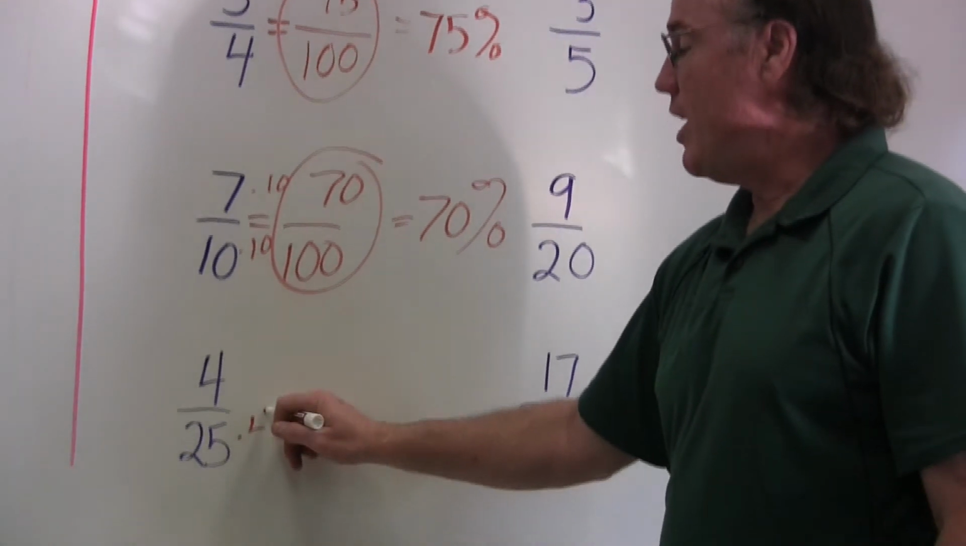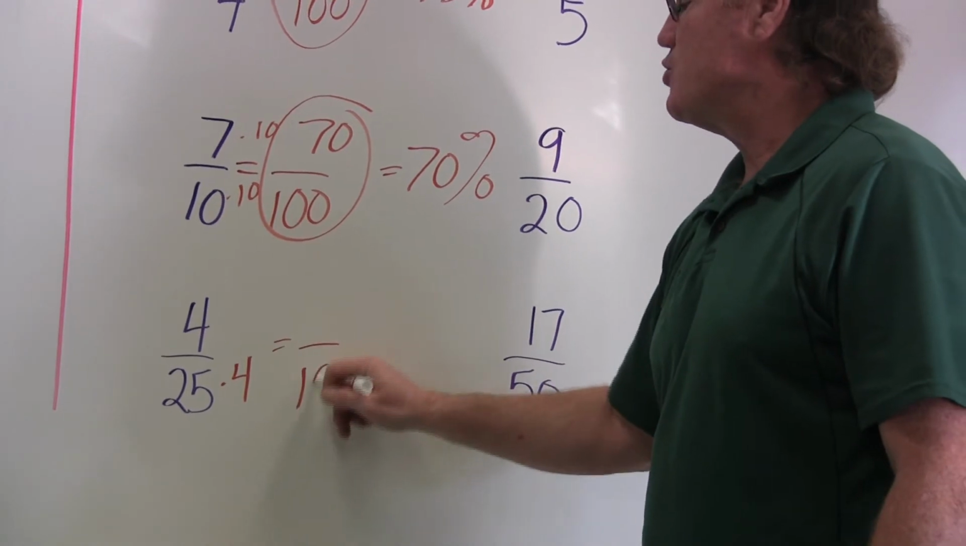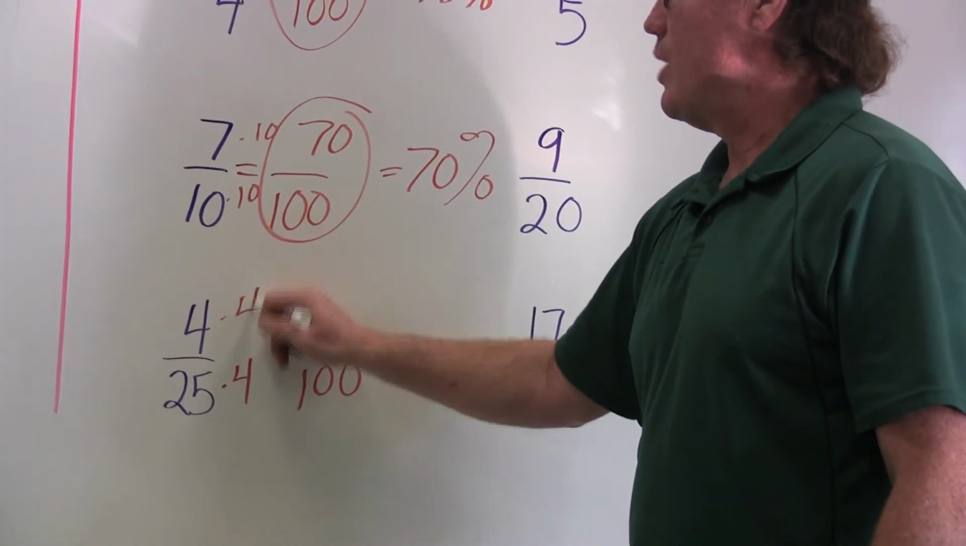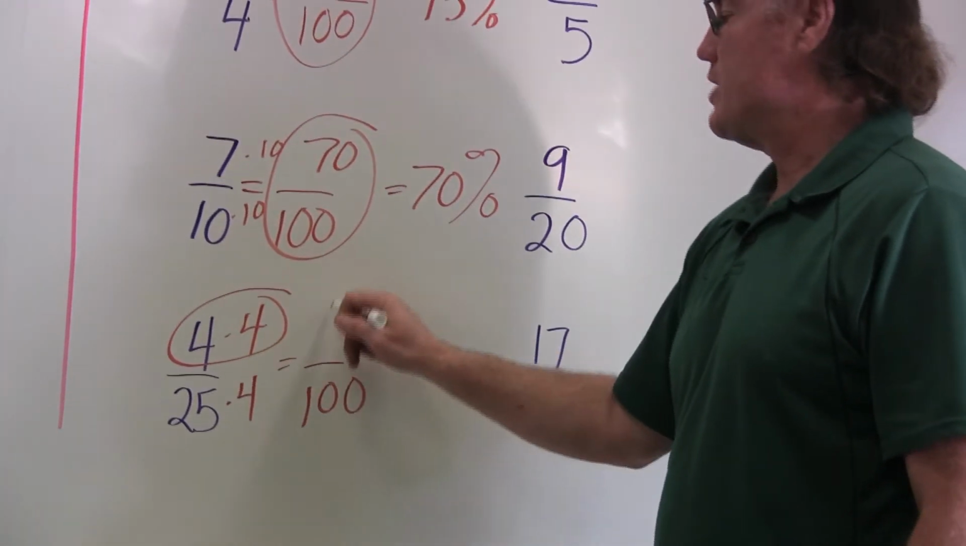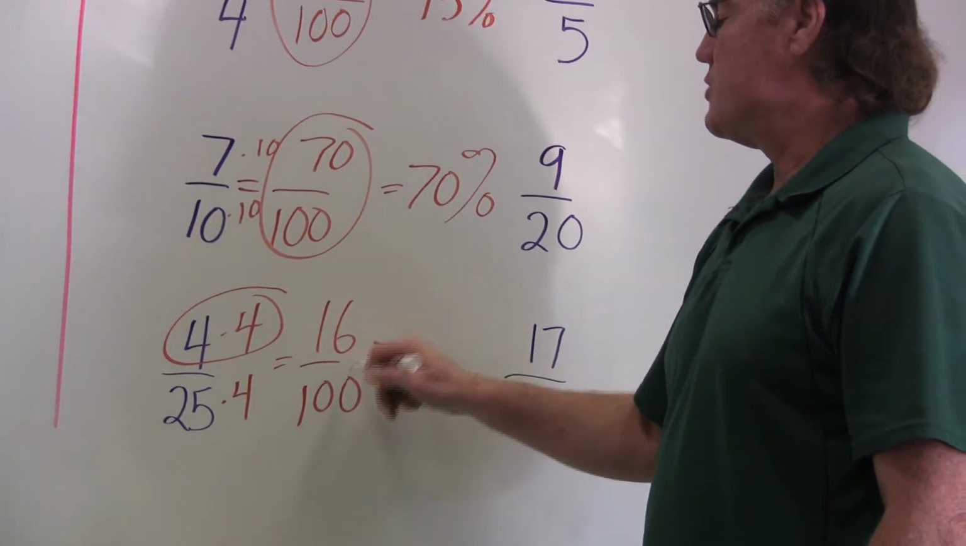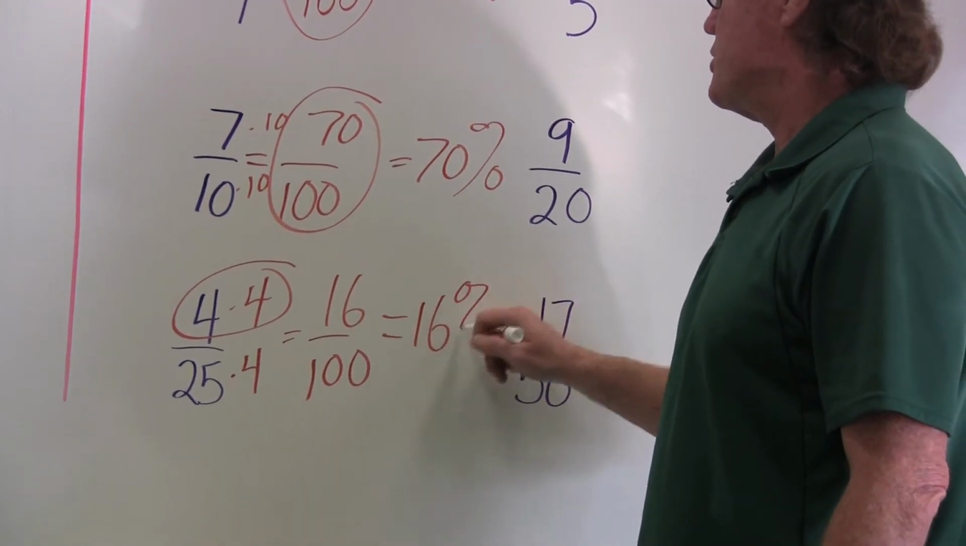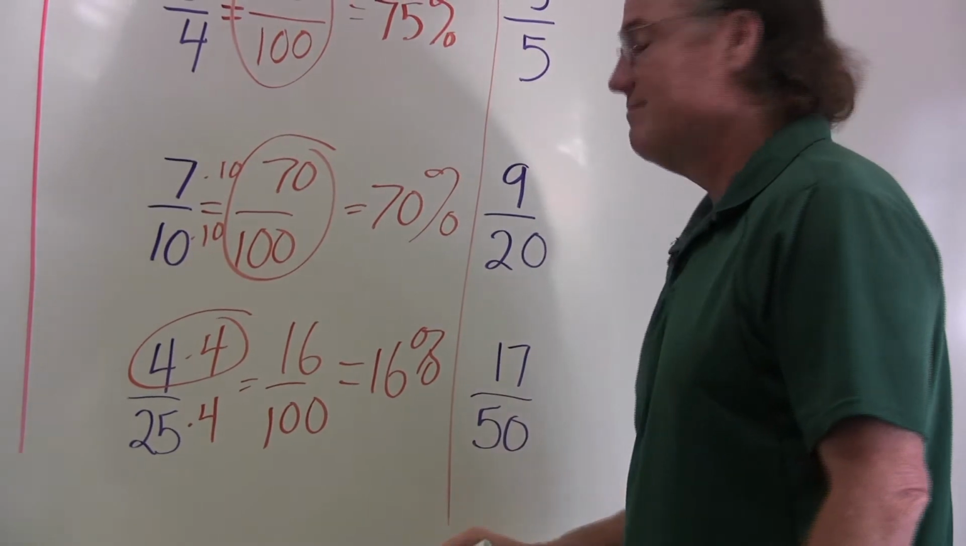Now, 4 over 25. We know that 25 times 4 is 100. So on top, we do the same thing. 4 times 4 is 16. 16 over 100 is 16%. Pretty easy.